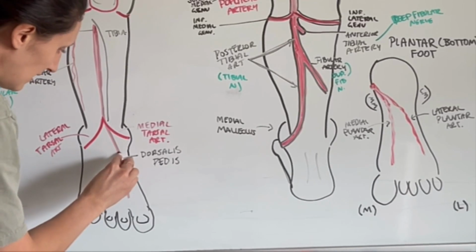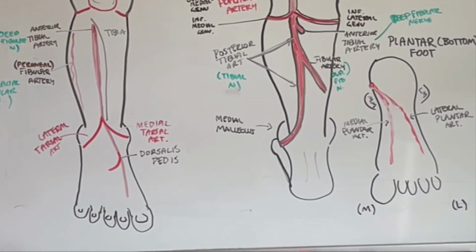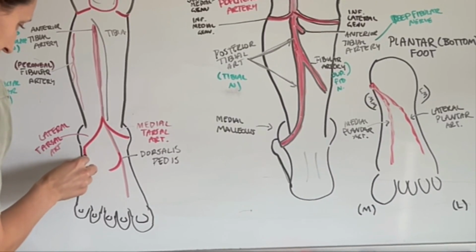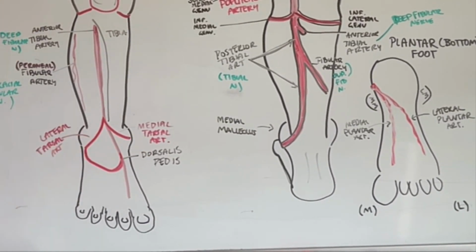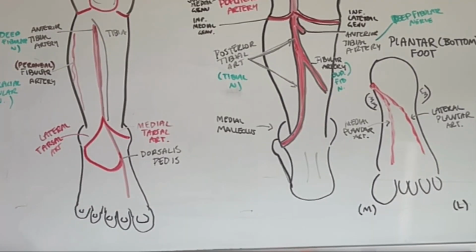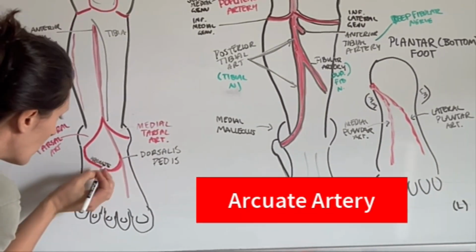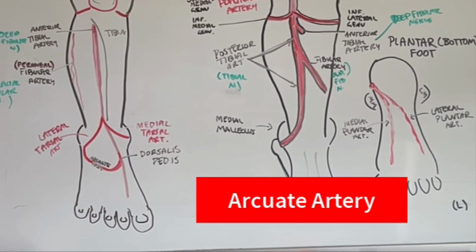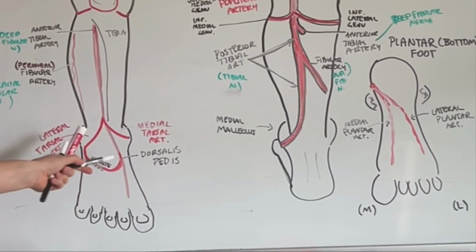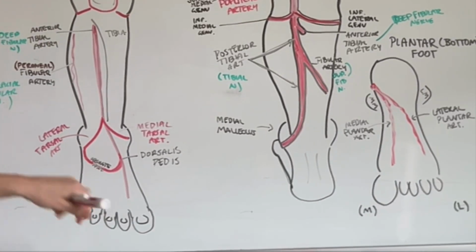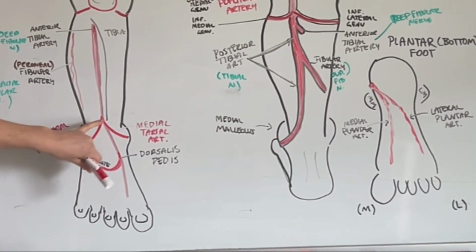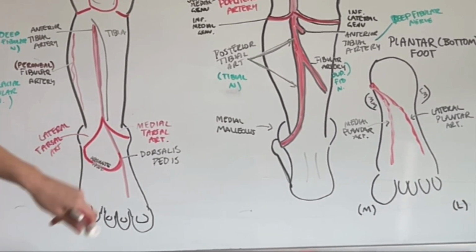So you're going to see a branch come off of our dorsalis pedis, and that branch is actually going to create an anastomosis that arcs with our lateral tarsal artery. And this arc is aptly called the arcuate artery. Cool, right? So a branch of the dorsalis pedis is called the arcuate artery that makes an arc over our metatarsals mainly, that is going to be connected to our lateral tarsal artery.